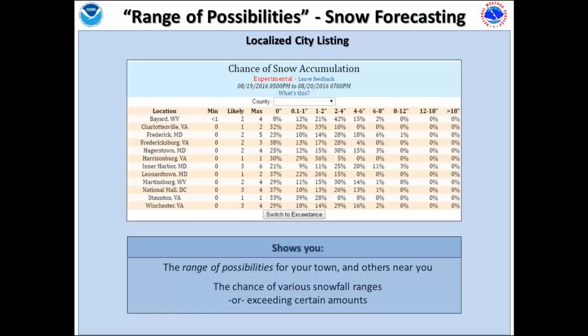And so you'll be able to go into some of your local cities and try to look at that distribution. What is the minimum amount of snow that I can expect? What's the most likely forecast that the forecaster has generated? What's my maximum worst case snowfall amount? And then what's my chance of seeing no snow? What's my chance of at least getting a little bit? What's my probability of getting 1 to 2, 2 to 4, 4 to 6?